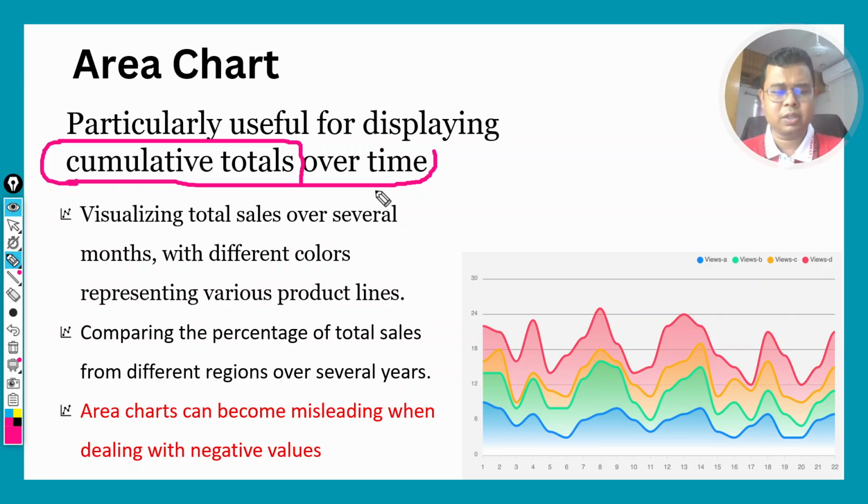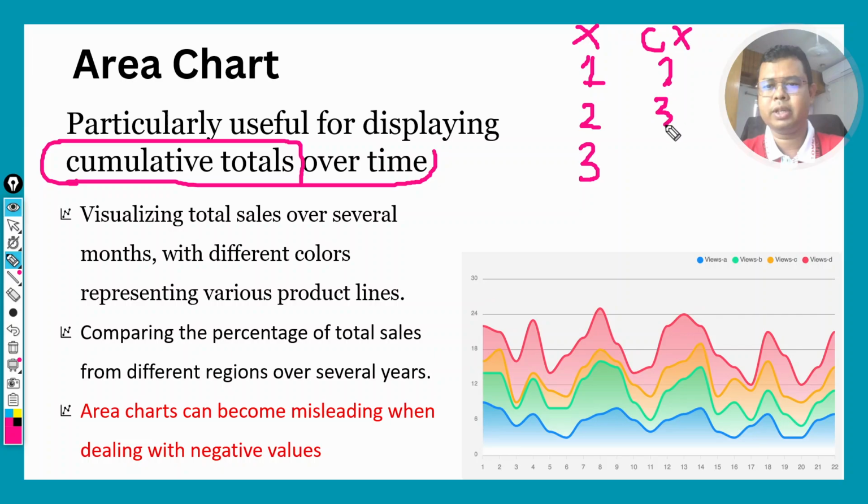So what is cumulative total? For example, I have some data: here is 1, here is 2, and here is 3. This is the x variable, right? So cumulative x means the first one is 1, the second one is 1 plus 2, which is equal to 3, and the third one is 3 plus 3, which is equal to 6. This is the cumulative total. So here the data is 1 to 3, and the cumulative total is 1, 3, 6, like that.